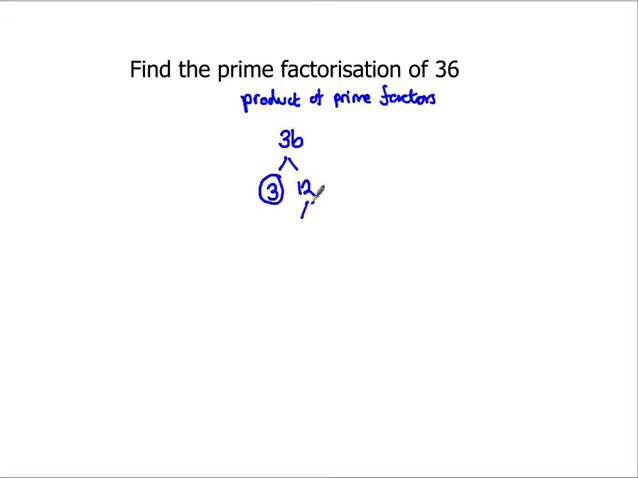With 12 I've got to carry on though. 12 I've mentioned I could make by doing 4 times 3. Could have also done 6 times 2. It doesn't matter which way you go, you'll still end up with the same answer. And again, 3 is a prime number here. 4 is not though, because I can make 4 by doing 2 times 2. And both of those are prime numbers because there's no way of making 2 other than doing 2 times 1. So now, as a product of its prime factors, this is 2 times 2 times 3 times 3. And we can go and check that that works in a moment.